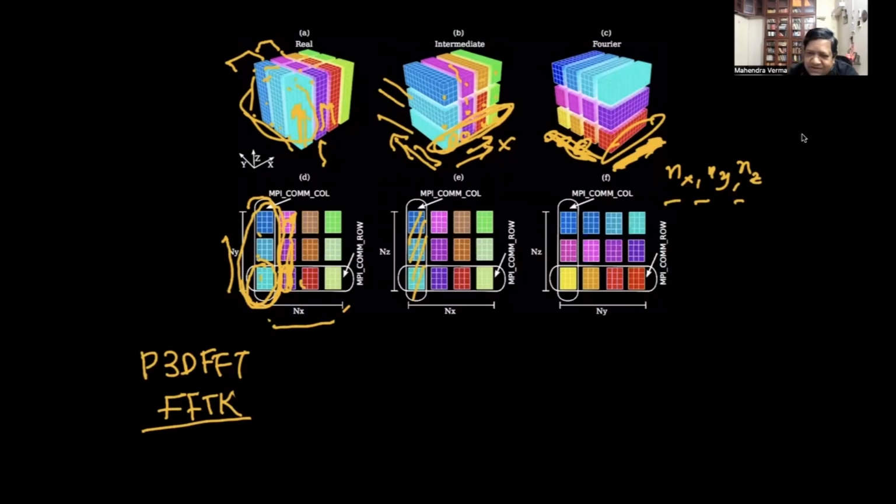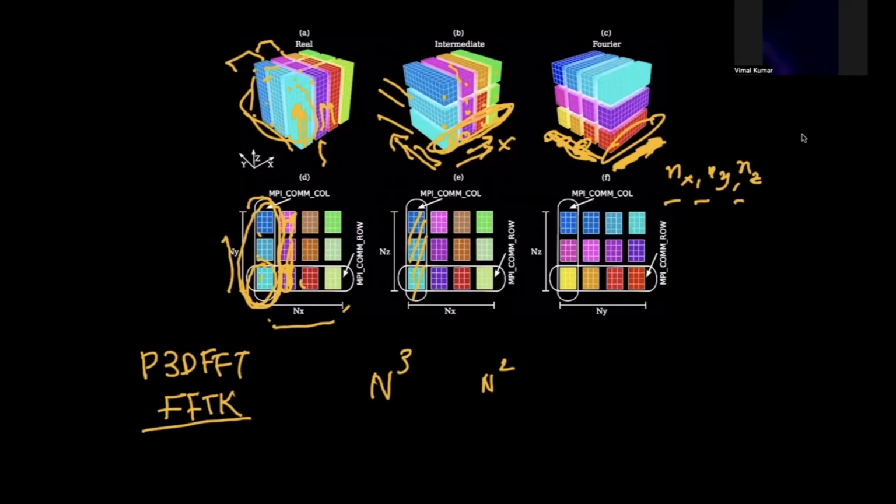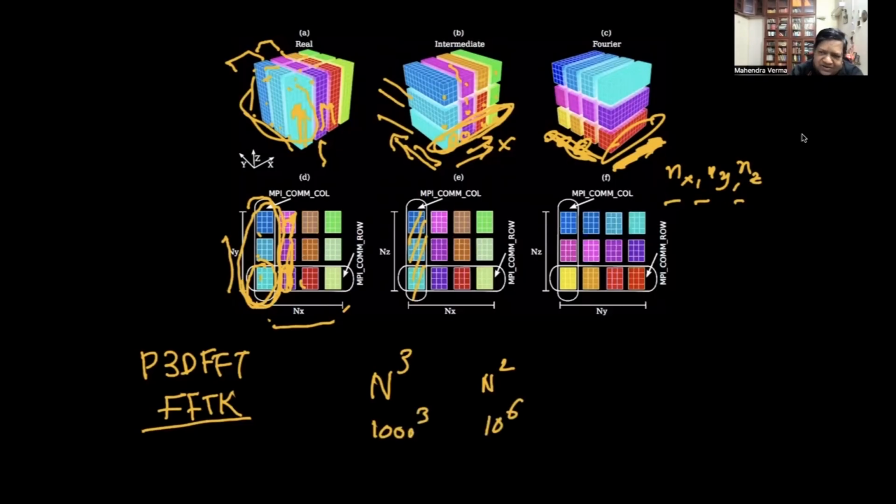Now, how many pencils can I have in principle? Suppose I have n cube data, then the maximum number of pencils I can construct is n squared. So n squared is, of course, the thinnest pencil. Every guy has one pencil each, one column each. If I have 1000 cube data, then in principle I can use a million processors. It's not a good thing to do, but in principle I can do it.